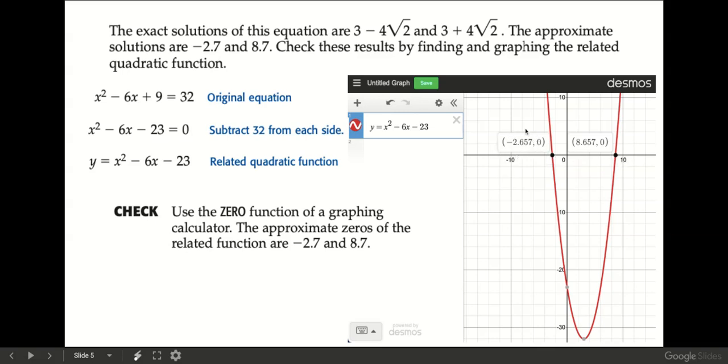So again, you can see my rounded approximated answer there and my rounded approximated answer there, right? We said that it was approximately negative 2.7 and positive 8.7. And I can see that matches up with my graph. So again, that's an easy way to check your answers.